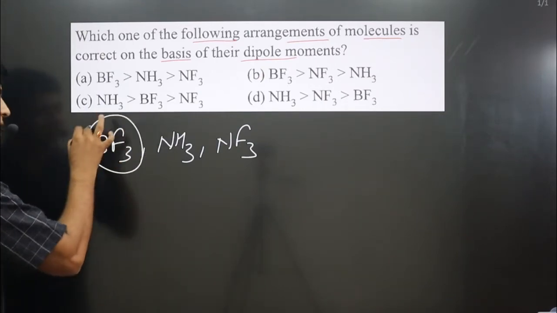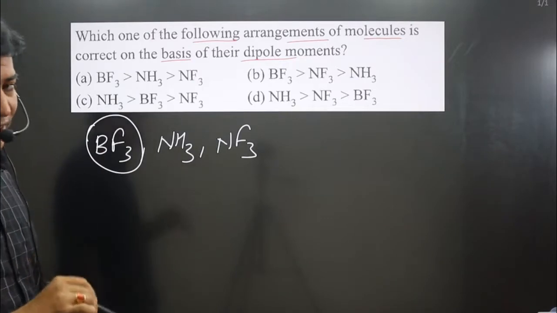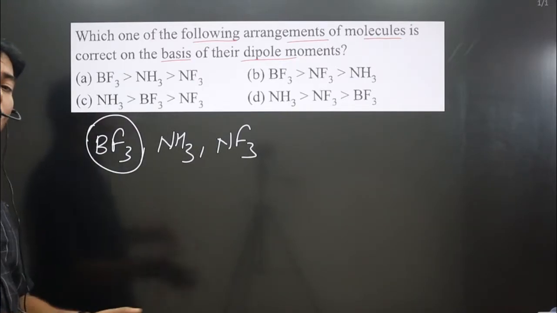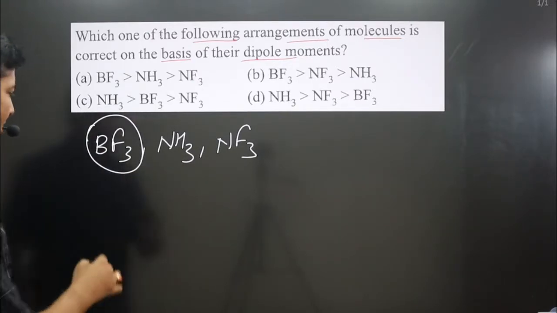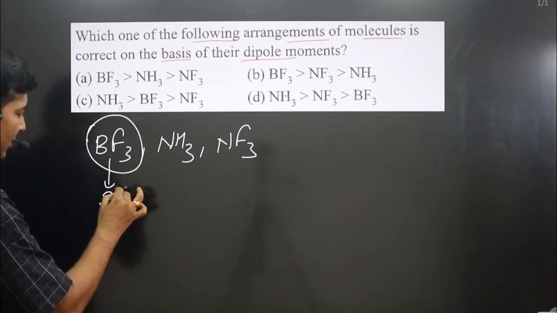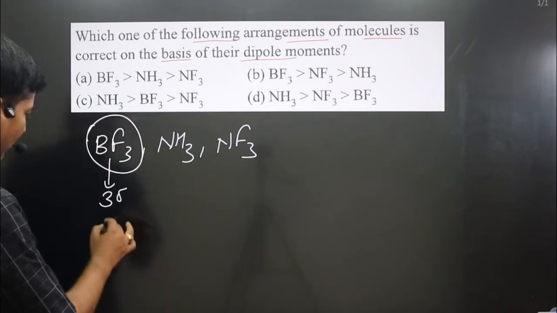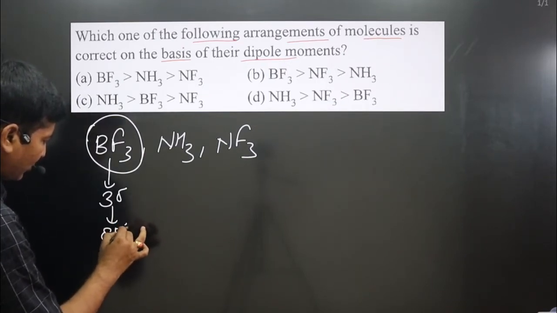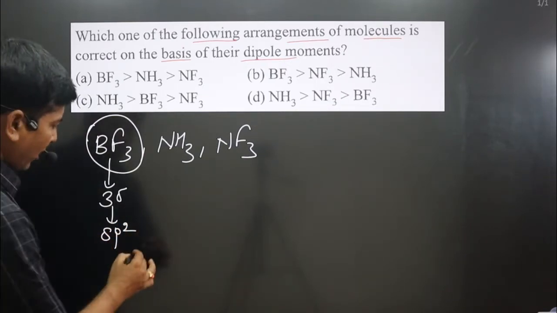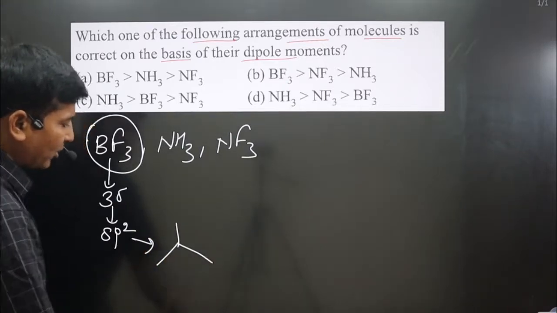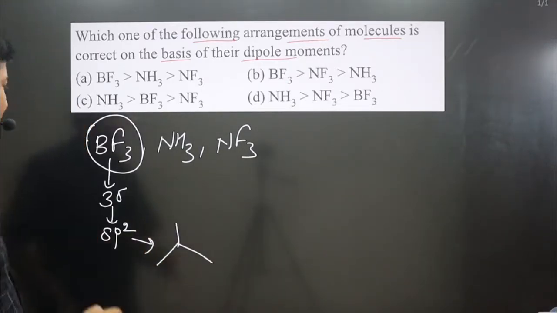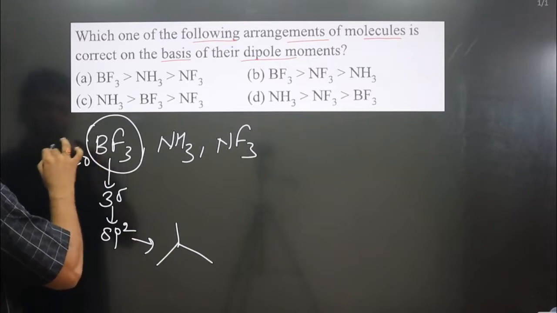In this case, boron has how many valence electrons? 3 valence electrons. And it is using all its valence electrons for bond formation. Then it is forming 3 sigma bonds, because fluorine will always form a single bond. Then hybridization will be sp2. And if hybridization is sp2, the regular geometry we get is trigonal planar. And with a regular geometry, the dipole moment is 0.